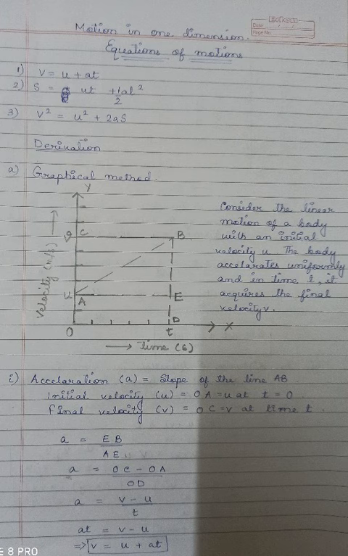First one is v = u + at. Second one is s = ut + ½at². And third one is v² = u² + 2as, where v is the final velocity, u is the initial velocity, a denotes acceleration, t is the time, s is the distance traveled.